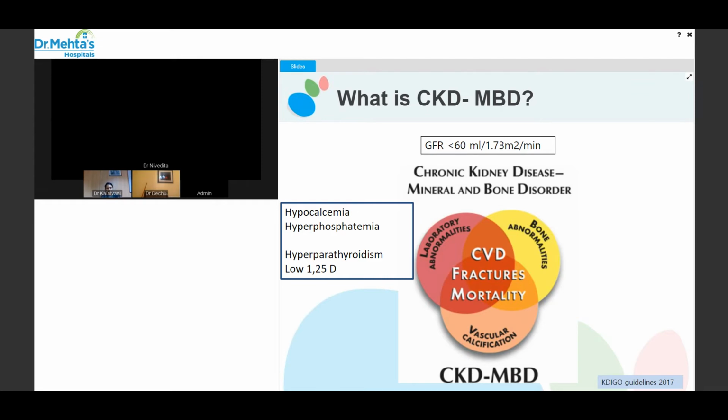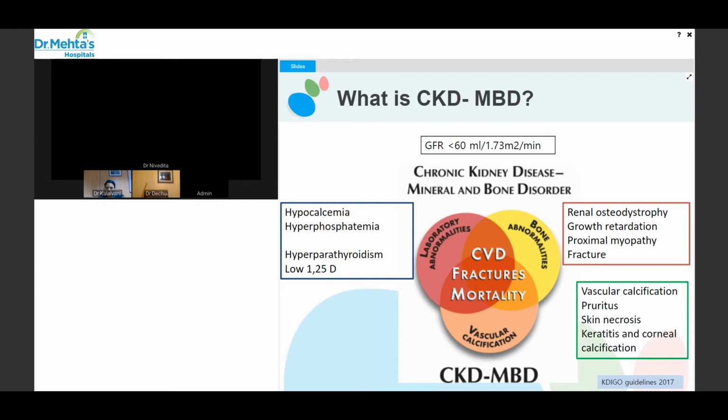The bone abnormalities constitute a wide spectrum of clinical abnormalities like renal osteodystrophy, growth retardation, muscle involvement in terms of proximal myopathy, and also fractures, and vessel involvement in terms of calcification of large and small vessels, skin involvement, and keratitis and corneal calcification, and with devastating consequences like cardiovascular disease, fractures, and also mortality.